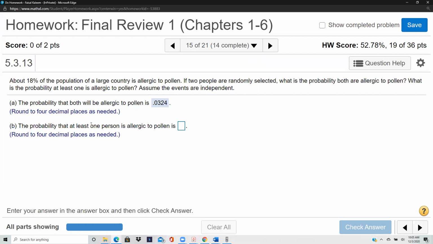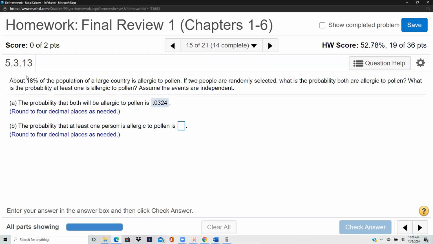So you first find that none of them is allergic. So what's the probability one of them is not allergic? If it's 18% allergic, what's the probability of being not allergic? 0? I don't know. If I say that 18% in a class are males, then what percentage would be female? Will it be 0% female? You will say there are 0 females? 18% males.